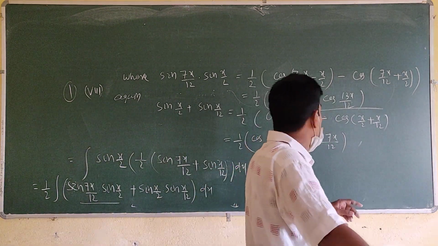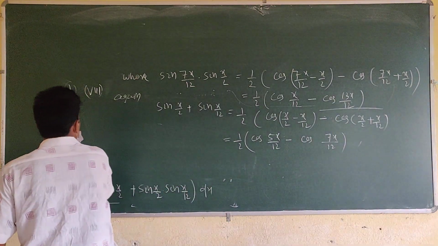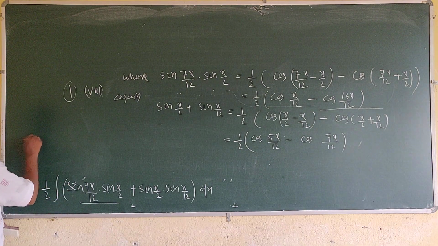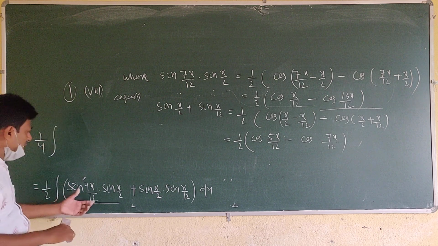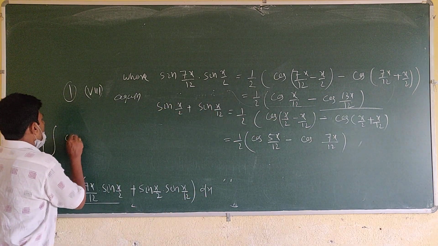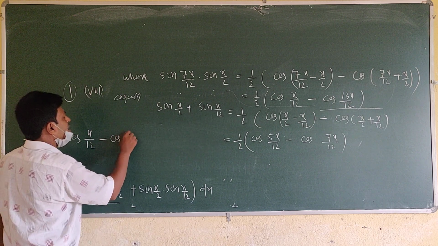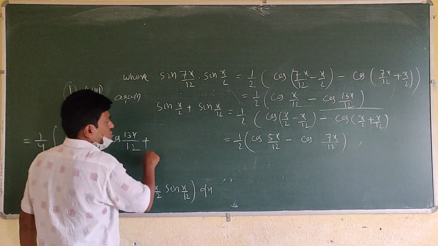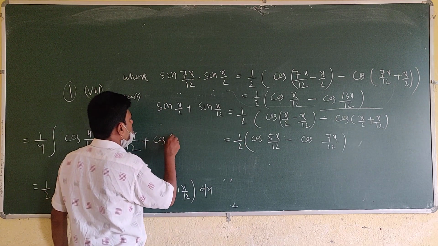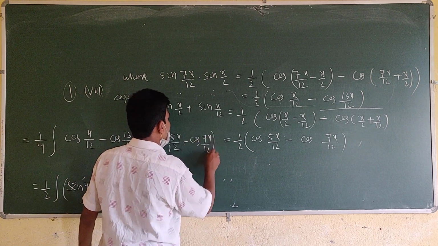So in both cases half is multiplied, so taking half outside of the integration. Half into half is 1 by 4. The integration of that part is cos x by 12 minus cos 13x by 12, plus, taking half common outside, cos 5x by 12 minus cos 7x by 12 dx.